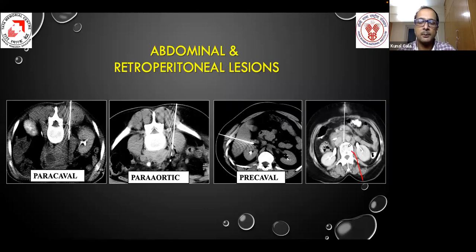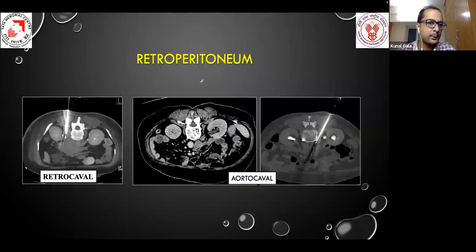trans pedicular biopsy, and then take multiple cores here. So these are the various approaches for the retroperitoneal lymph nodes.